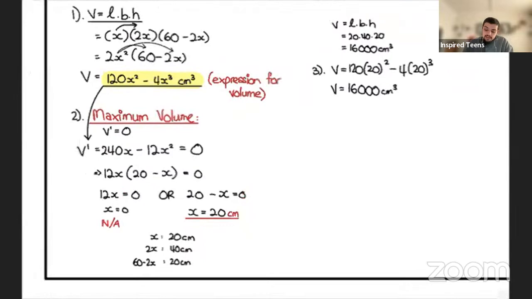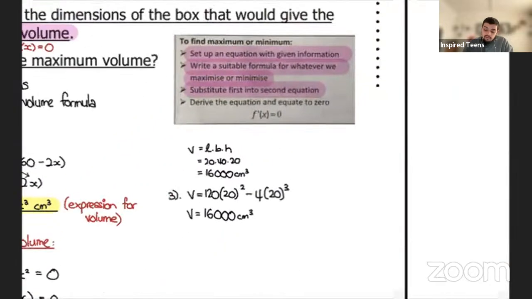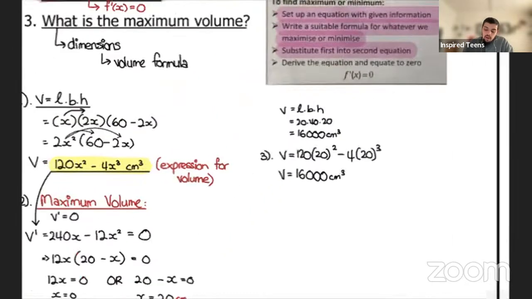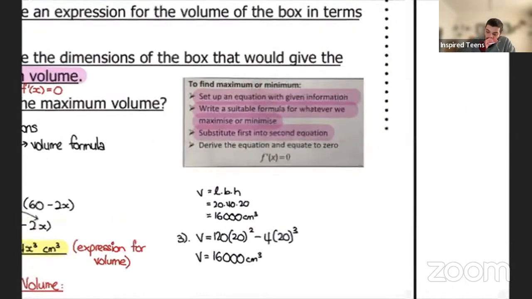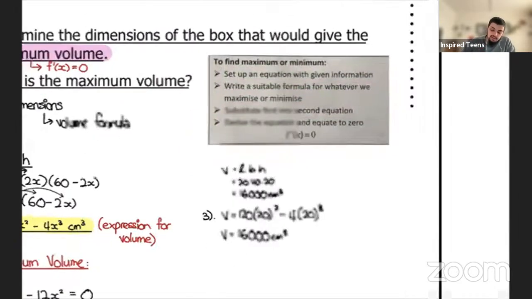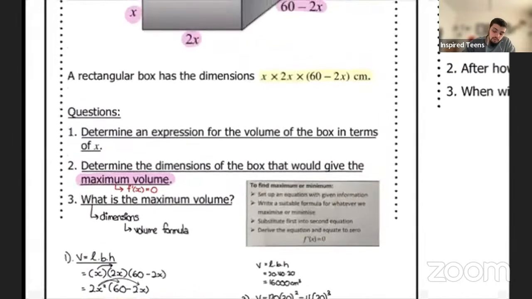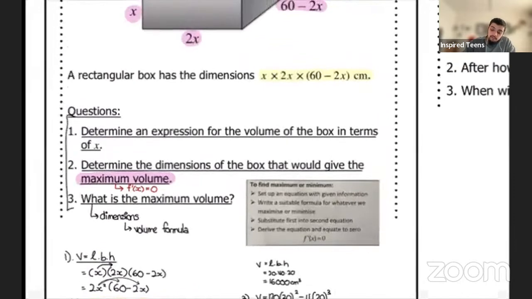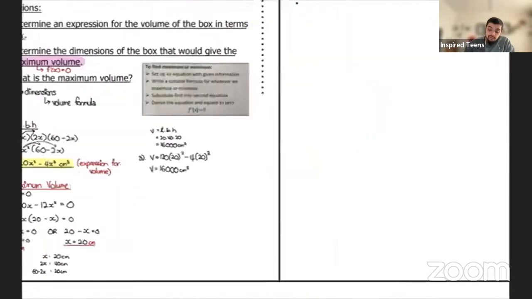What are they saying exactly? And derive the equation, equate to 0. Okay, yeah, sorry. Okay, this is for other questions specifically. This is fine. We followed 1, 2, 3. We won't go through that note for now. We followed 1, 2, 3, and that's how we solve for maximum or minimum.